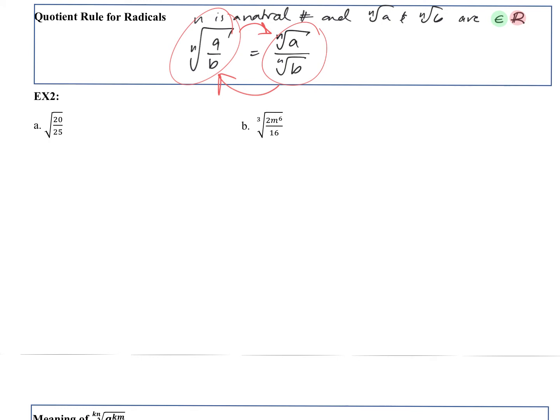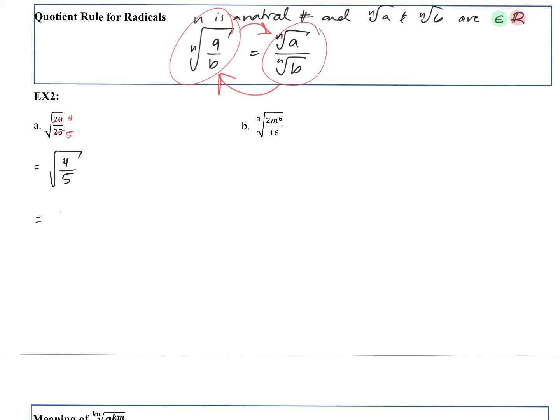So let's go ahead and apply this. Example 2, we're going to go ahead and simplify. Usually what I like to do is see if I can simplify on the inside first before I do anything else. So can I simplify? I can. 20 and 25 are both divisible by 5. 20 divided by 5 is 4, 25 divided by 5 is 5. So I'm left with the square root of 4 over 5.